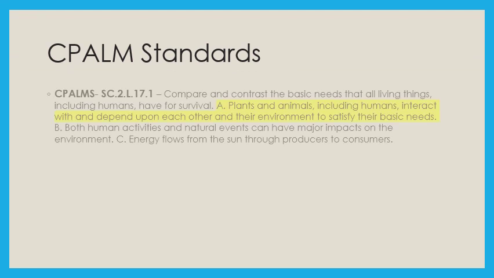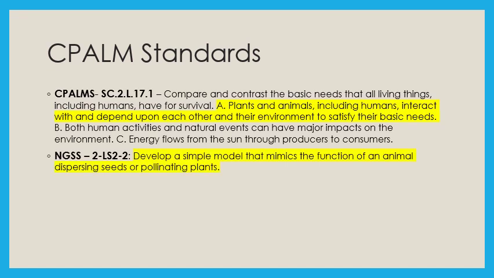Before we get started, I want to show you how our activity is going to line up with school. Today we are going to explore how plants and animals, including humans, interact with and depend upon each other and their environment to satisfy their basic needs. And while we're out on our adventure, we're going to be developing a simple model that mimics the function of an animal dispersing seeds or pollinating plants.